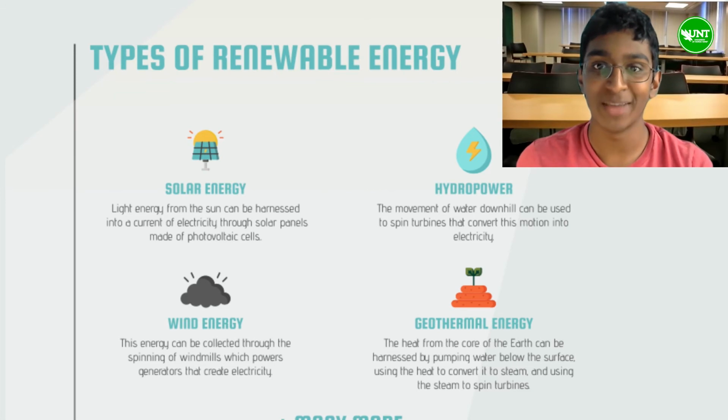There are many different types of renewable energy sources that we can use to generate clean and unlimited energy. Some examples of this renewable energy are solar, wind, geothermal, hydropower, and more. Solar energy is created when we harness the virtually unlimited energy from the sun.